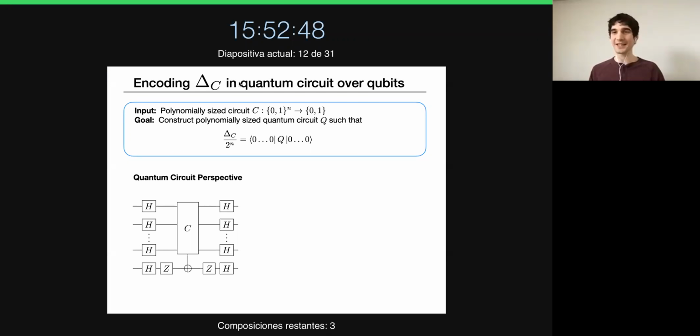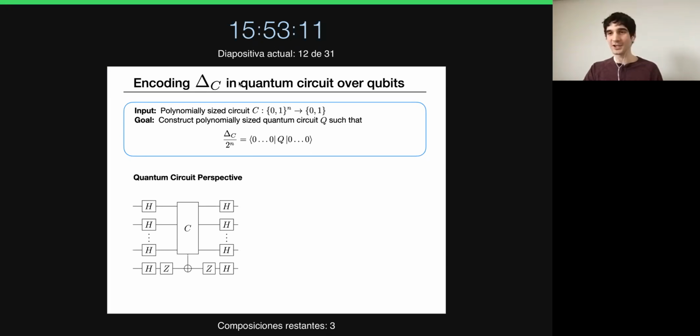One is simply a quantum circuit perspective. If you're used to dealing with quantum circuits, you can prepare the equal superposition of all inputs, apply your circuit to this equal superposition, and then apply Hadamards again. You can just do this calculation and see that you get this quantity delta C over 2 to the n after you've done the calculation.